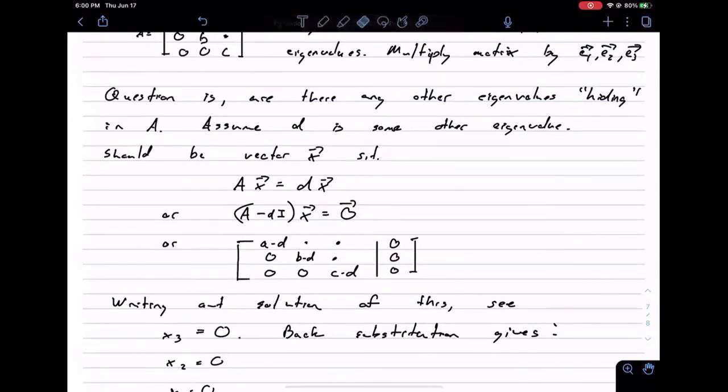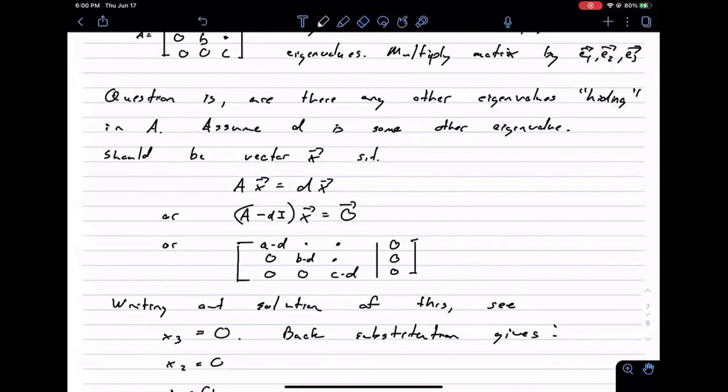But think about the solution to this homogeneous system. It looks like this. I've written that augmented column there just for clarity. Notice that there's a pivot in every column. We're assuming that D is not equal to A, B, or C. So none of these entries should be zero, because we're subtracting two different numbers in each term.